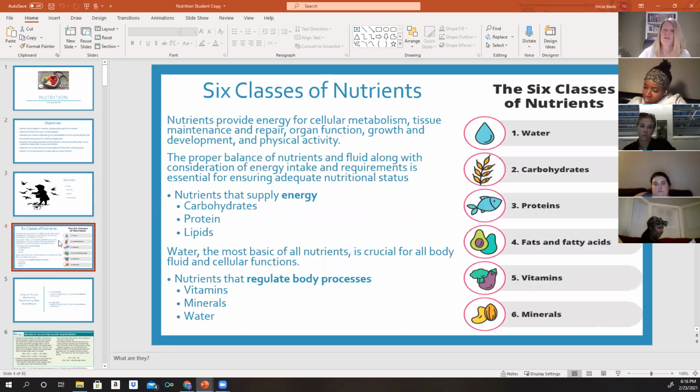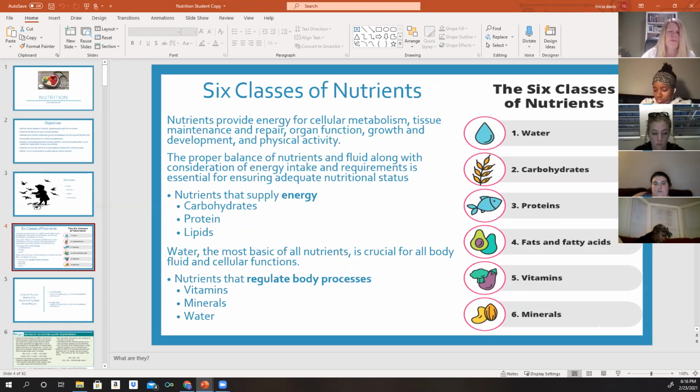All right, so there are 6 classes of nutrients. Nutrients are the biochemical substances that our body uses for development, for growth, to participate in certain activities, to be able to reproduce, to maintain a healthy lifestyle, and then of course to be able to recover from an injury or an illness. These nutrients provide energy for our cellular metabolism. They help maintain our tissue and they repair our tissue. They help with organ function, growth and development, and then physical activity.